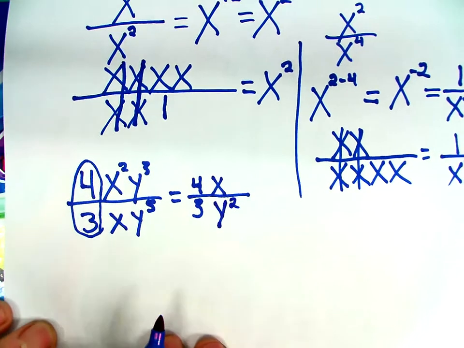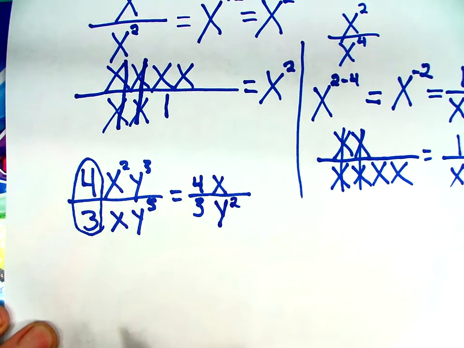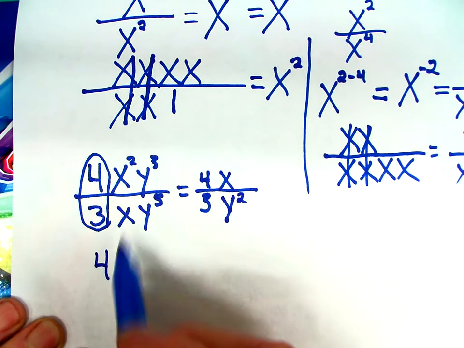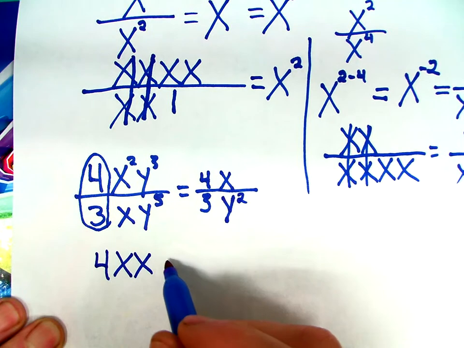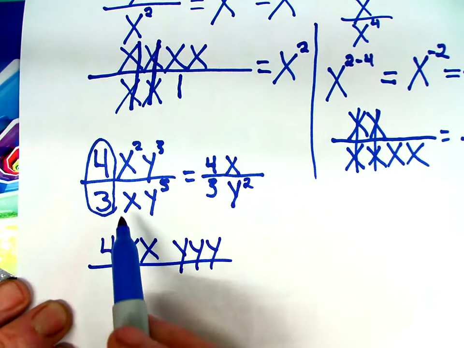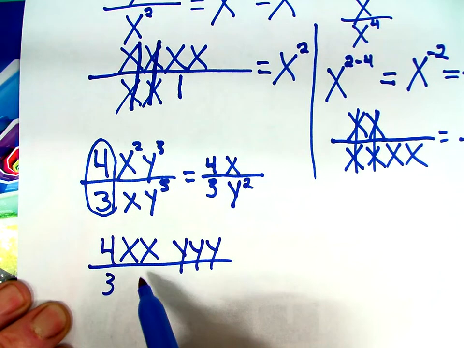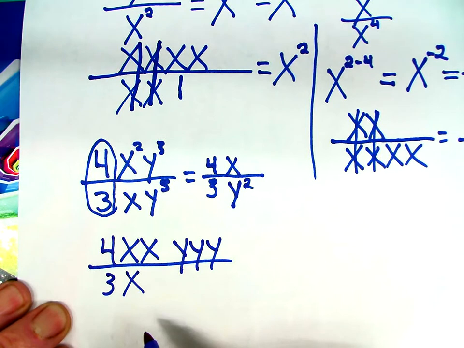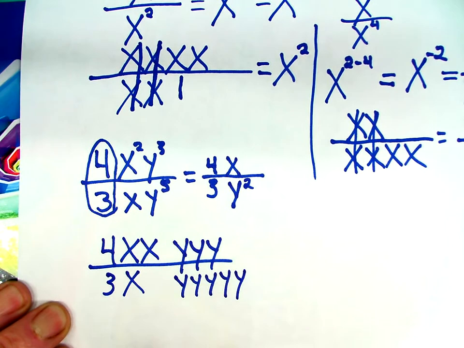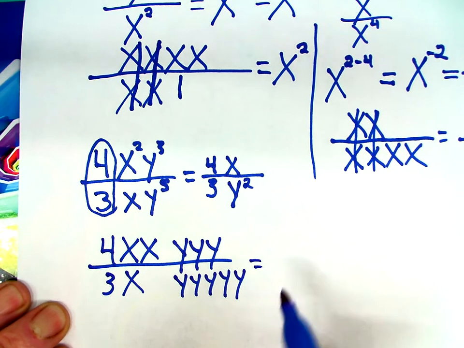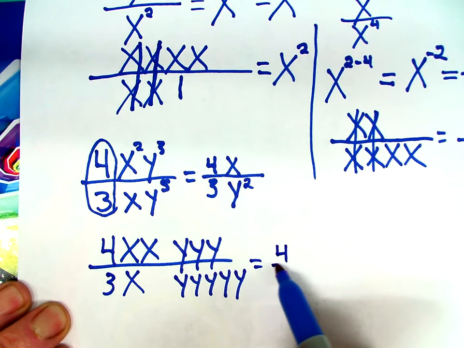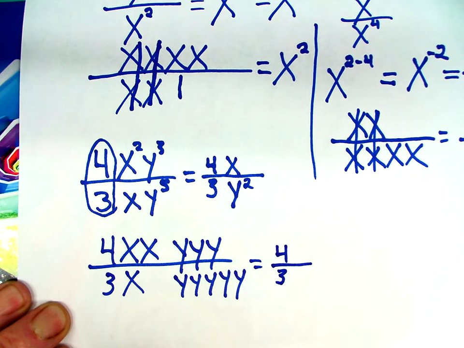Now let's again take a look and see why this is. Going back to the original problem, 4. Now we have 2 x's and we have 3 y's. 1, 2, 3. That's the numerator. On the bottom we have 3. We have just 1 x on the bottom. We have 5 y's. 1, 2, 3, 4, 5. Now, when we go to cancel, the 4 and the 3 will not cancel out. It cannot be reduced in any way. It's just 4 divided by 3.